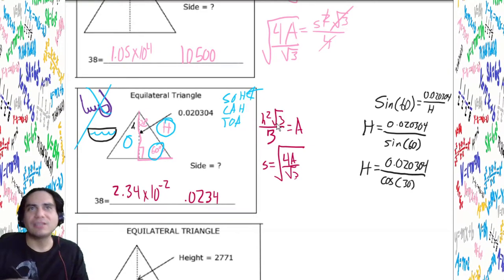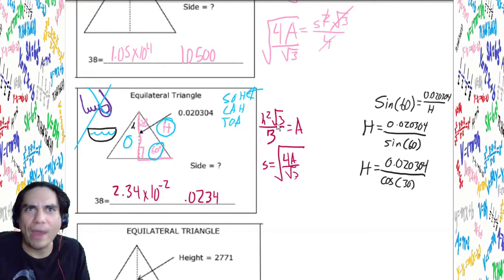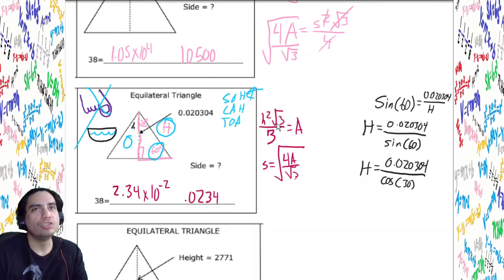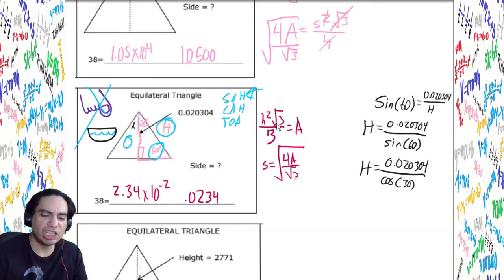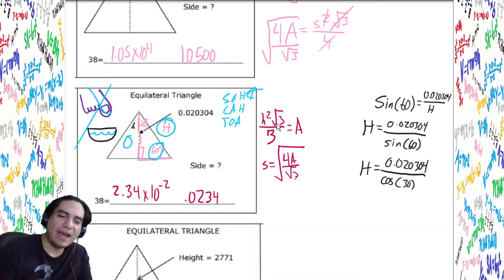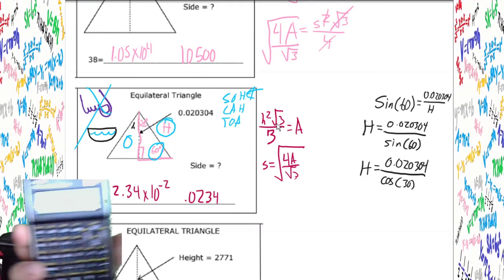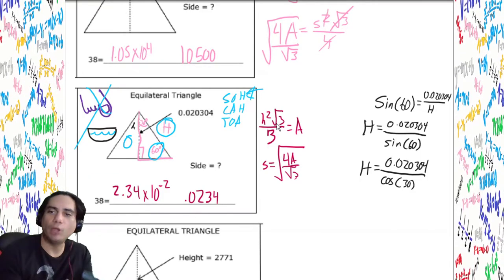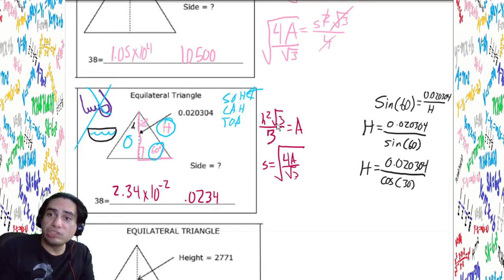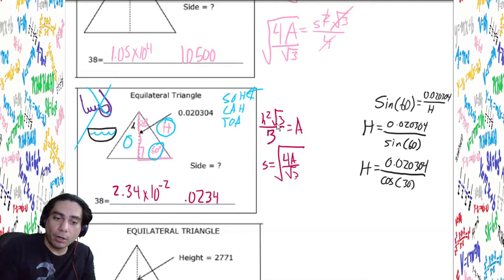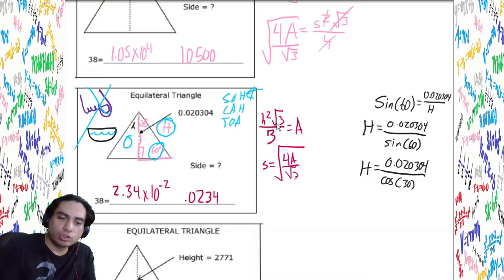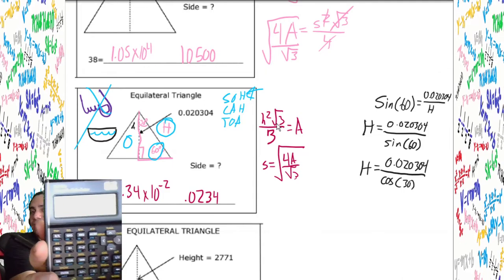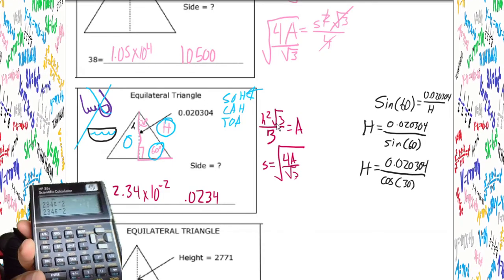But let's check out this trigonometric ratio that we talked about right now. Let's use the sine, the SO: 0.020304, enter, 60, find the sine of that, divide. Oh my God, better believe it, ladies and gentlemen. I used a trigonometric ratio, I got that same answer, man. Let's use the other one, let's use the cosine: 0.020304, enter, 30, cosine, divide. Is that what I think it is? It looks like the exact same thing. I got the same thing.